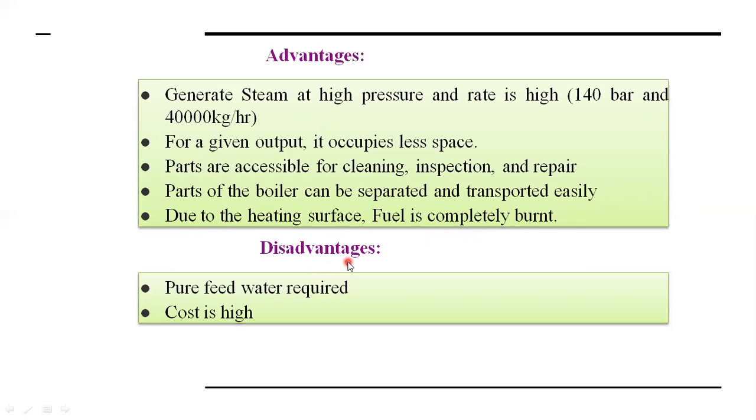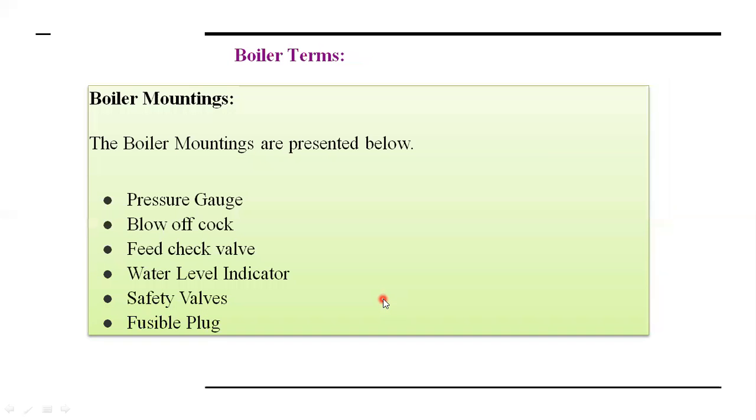Along with that, it has some disadvantages. The cost of this boiler is high. Also, it requires pure feed water. Impure water is not useful for this kind of boiler for the generation of steam. So we need pure feed water for steam generation.